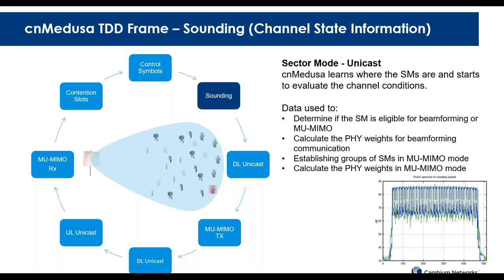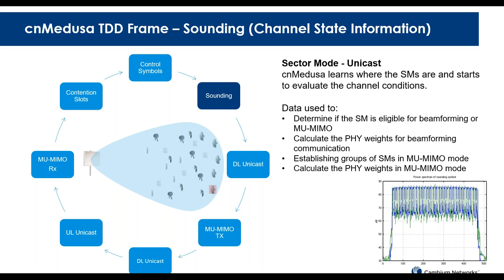Also, the channel state information is used to establish groups of SMs in MU MIMO mode. When MU MIMO mode is used, the access point is communicating to multiple subscribers at the same time. The way the access point picks the subscribers to be part of a group depends on their channel state information. Also, the channel state information is used to calculate the physical layer weight for the MU MIMO transmission. Again, these are the parameters that are used to tune the antenna so that we can form these multiple beams in multiple directions.